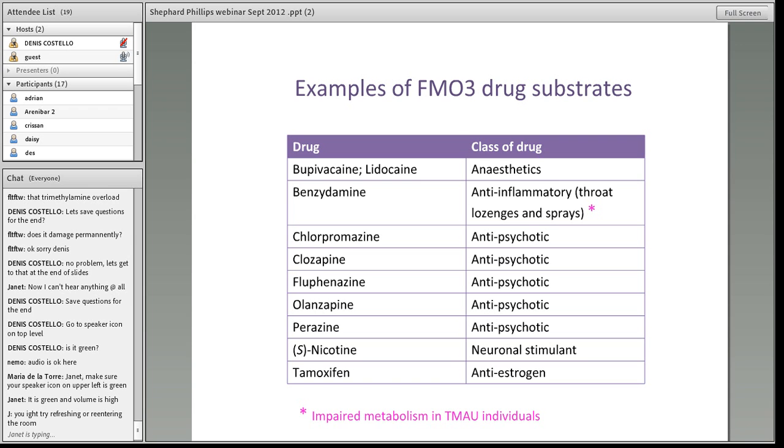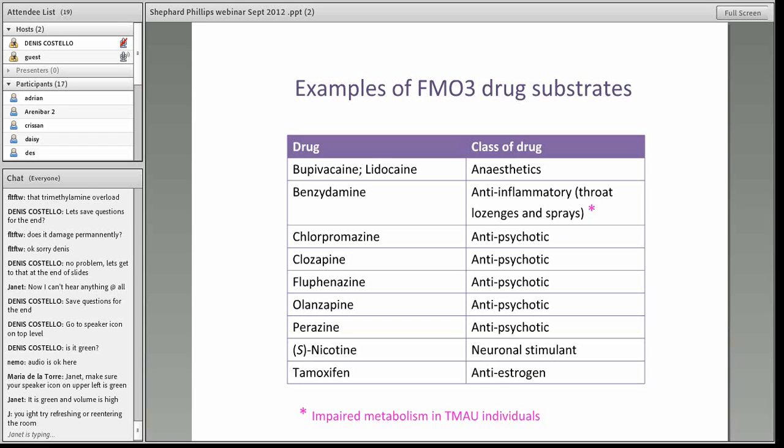So this is just a short table of examples of FMO3 drug substrates. And I've just chosen some whose names you might be familiar with. So lidocaine, which is an anesthetic, benzidamine. There's several antipsychotics, chlorpromazine, clozapine, fluphenazine, olanzapine, pyrazine, nicotine, and tamoxifen, the anti-estrogen.